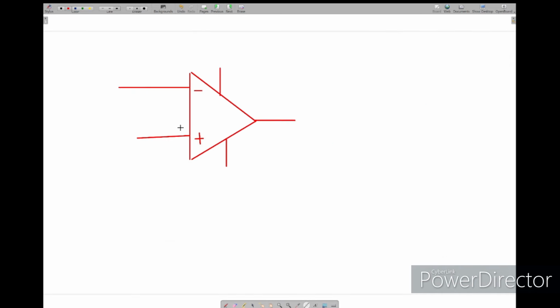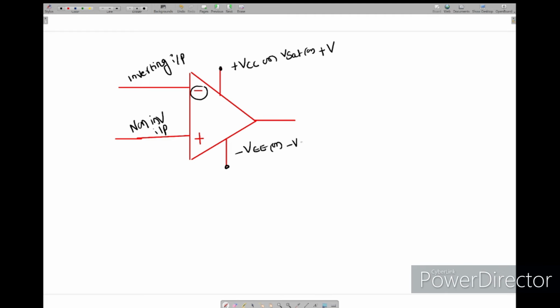And regarding these 5 pins, this is the inverting input, this is the non-inverting input, this we'll call plus VCC or plus VSAT or positive power supply, and this we'll call negative power supply or minus VSAT. This pin we'll call output.